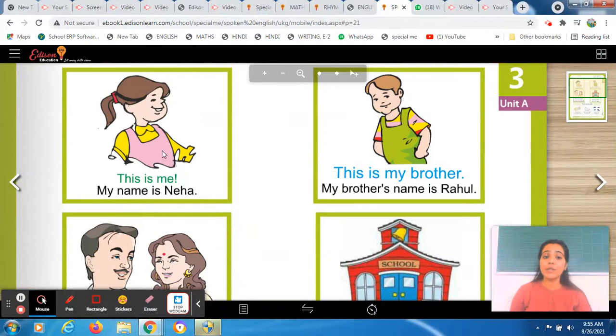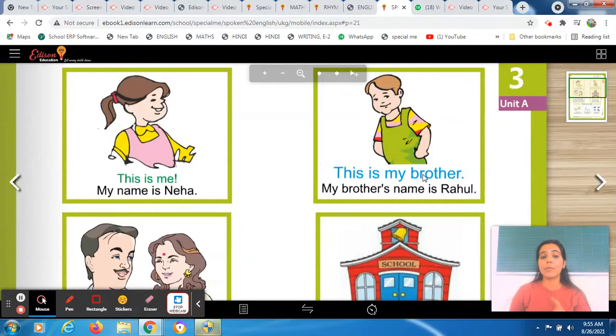See, the very first picture is about a girl. That girl is saying about herself. This is me. What is she saying? This is me. My name is Neha. So she is telling about herself that my name is Neha. Again, now come to the next picture. What is there in this picture? There is a young lad, right?